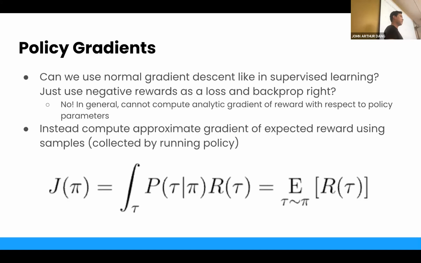Since you're approximating the gradient based on samples, is overfitting a concern in reinforcement learning? Yes, it is.